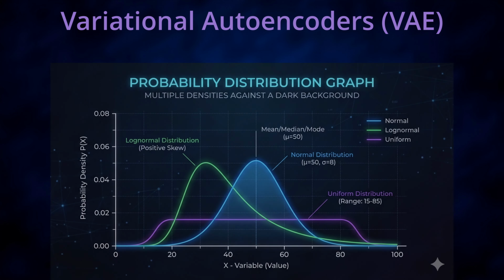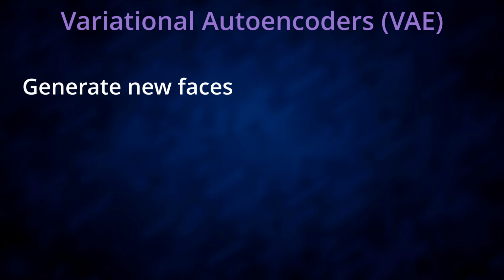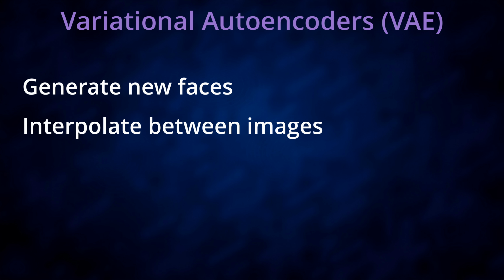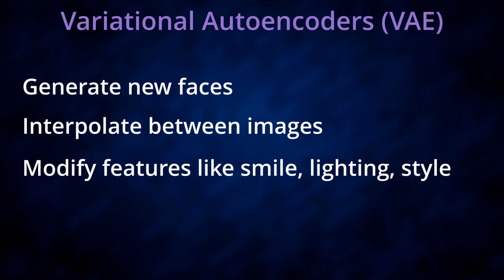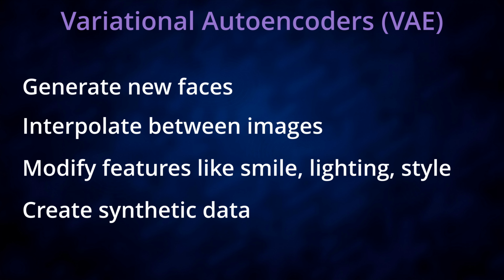Variational autoencoders, VAE, a gentle introduction. A variational autoencoder doesn't just compress, it learns a probability distribution of the data. Instead of mapping every image to a single point in latent space, VAEs map them to a region. This allows VAEs to generate new faces, interpolate between images, modify features like smile, lighting, and style, and create synthetic data. This is one of the earliest forms of generative AI.